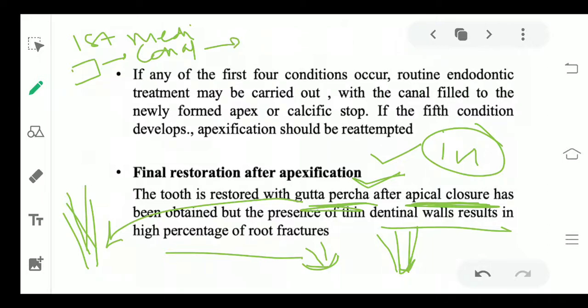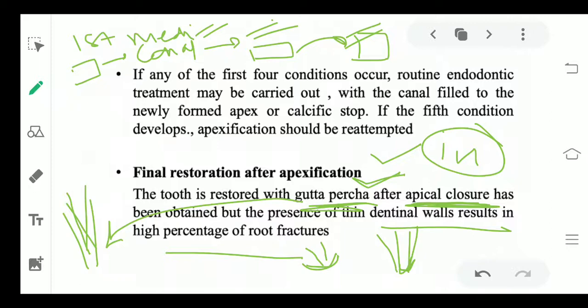Then the next time, after 1 to 2 weeks, the patient came. The cotton which was applied in this stage was removed, and you saw that the canal still has infection and the apex is not closed. Again, you will apply calcium hydroxide and you will recall the patient after 3 to 4 months. You will do this procedure until the apex is closed and the canal is free from any kind of infection.